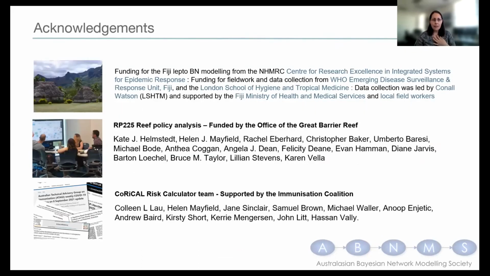When I use them, they tend to also become a very social affair. So there's loads of acknowledgements and people that need to be thanked. So Connell Watson and Colleen Lau, who led the Fiji study. The RP225 reef policy analysis was funded by the Office of the Great Barrier Reef. And the Coral Risk Calculator was supported by the Immunisation Coalition. And keep an eye on their website because the results of that will be out soon.